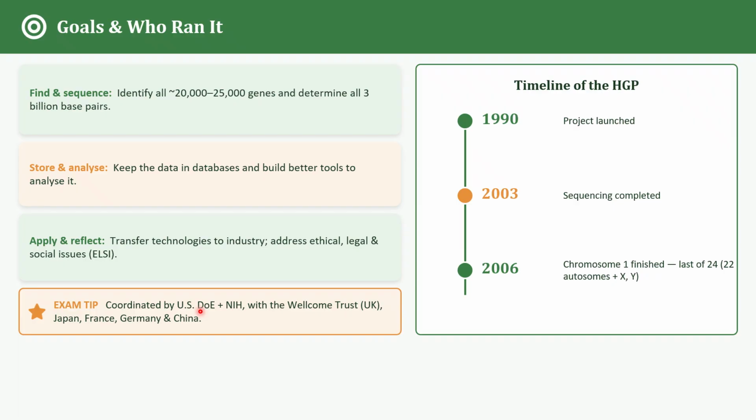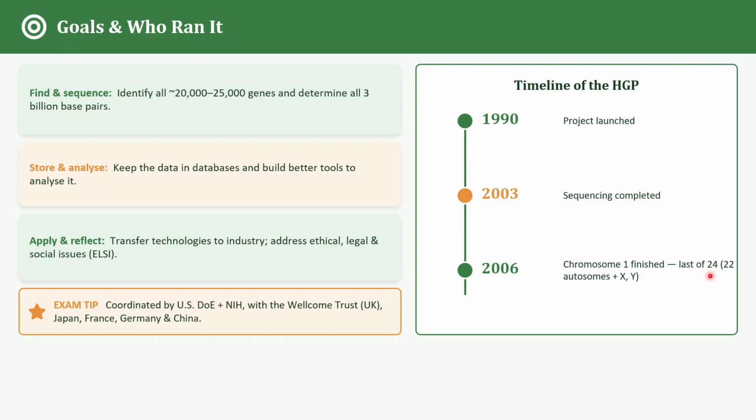So the project was coordinated mainly by the US Department of Energy and also the National Institutes of Health. You can see here NIH, and other countries like Japan, France, Germany, and China also contributed to this. You can see the timeline here. In 1990, the Human Genome Project was launched, and the project was completed in the year 2003. In May 2006, the chromosome 1 sequencing was completed. So this chromosome 1 was the last of the 24 human chromosomes to be sequenced.